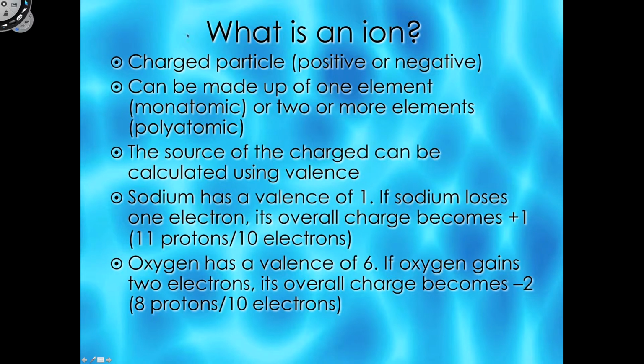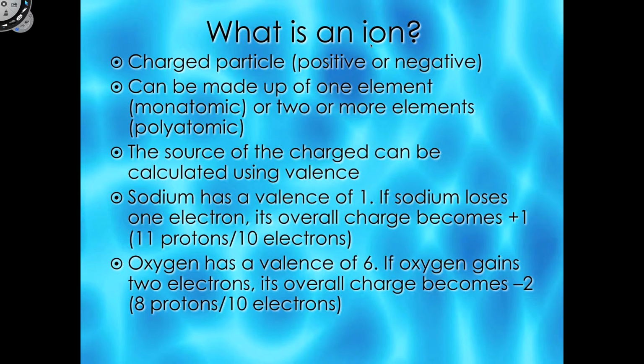So what exactly is an ion? Well, it's a charged particle. That means it can have a positive or negative charge. It can be monatomic, in other words, made up of one single element, or it can be made up of two or more, which we call polyatomic. So polyatomic ions are charged particles with two or more elements, and monatomic ions are charged particles with only single elements.